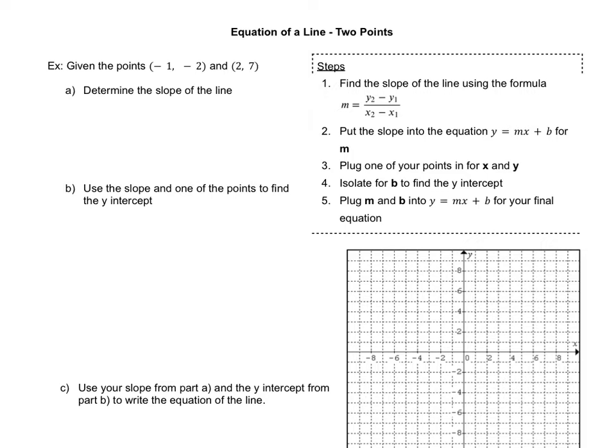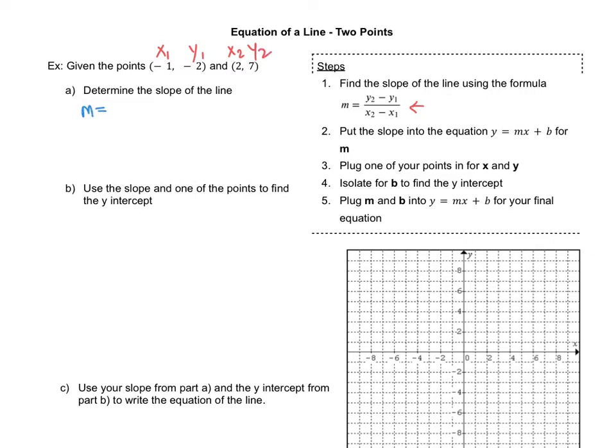Now, if we are doing this in an algebraic way, it all starts off with the slope. We know in y equals mx plus b, we need the slope and we need the y-intercept. And the slope, we have a nice formula for it. y2 minus y1 over x2 minus x1. So that's what we're going to do. I'm going to label my coordinates x1, y1, x2, y2, and just plug them into my formula.